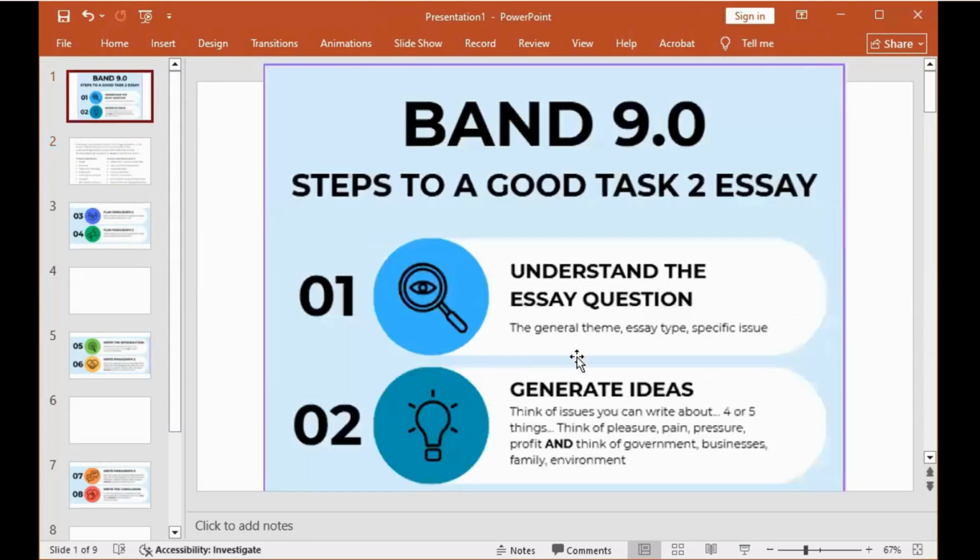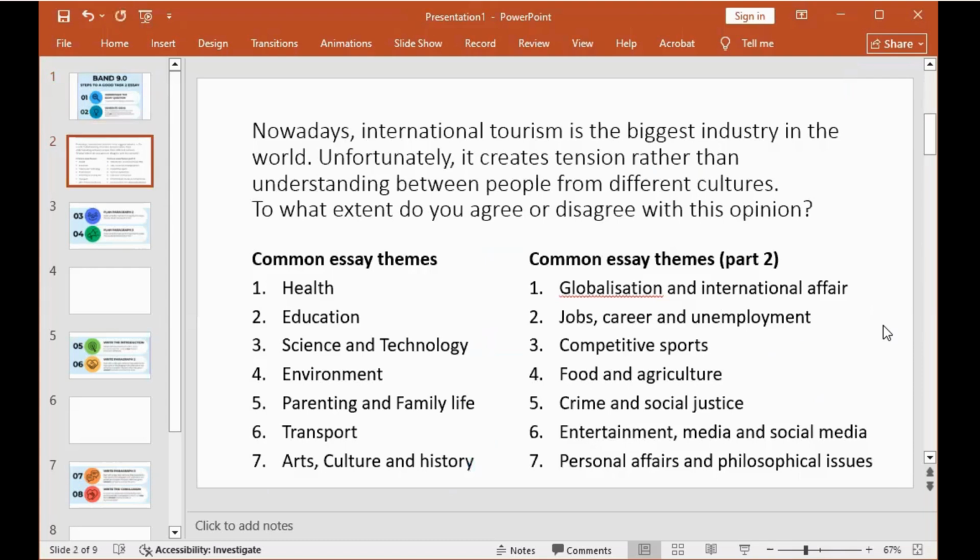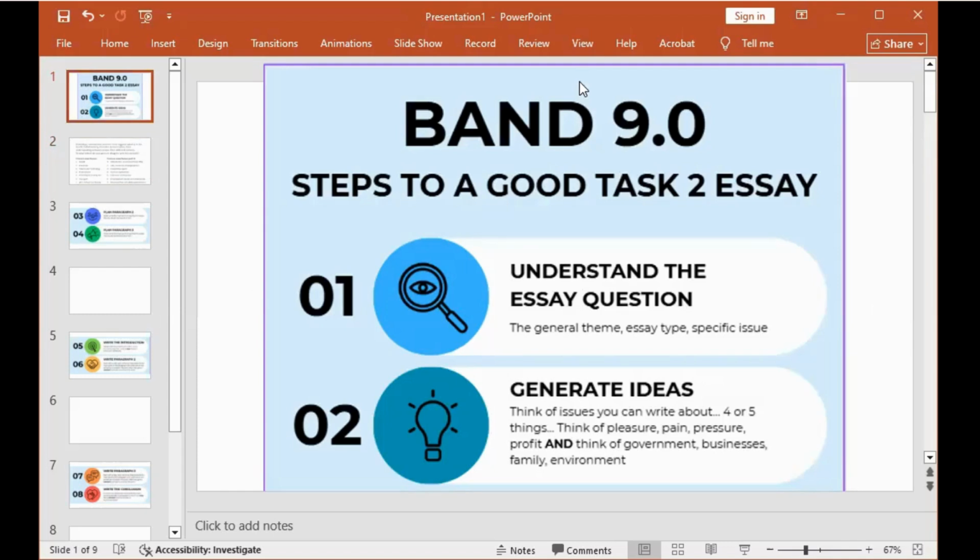Now, we have analyzed the question. We know the general theme, tourism. We know the essay type. It's a discussion essay. And then we know the specific issue. The specific issue is: does this thing create tension or does it not create tension? Do you get? Now, the next step is to what?